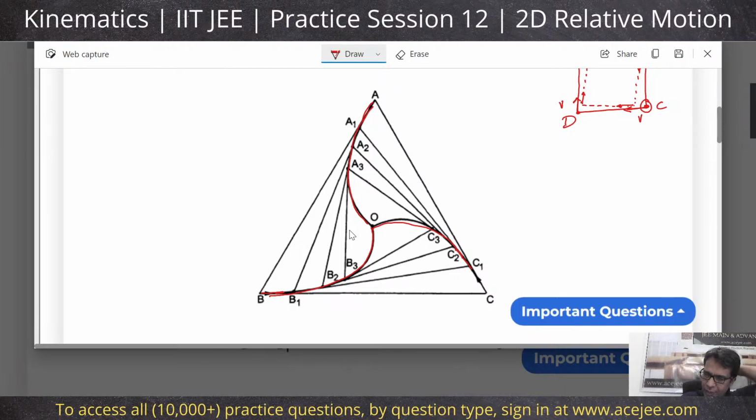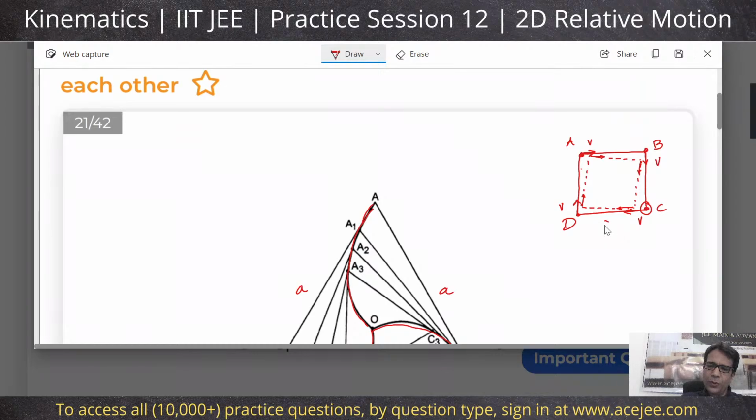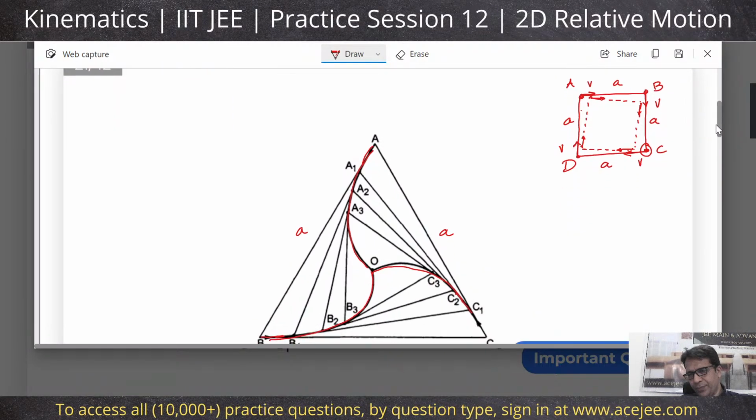Let's talk about the equilateral triangle. Let's call this side A. For the square also, let's say that the side is of length A. So how long, in the two scenarios, in the case of the equilateral triangle and in the case of the square, will it take for the particles to come together to meet at the center? How would you guys approach it?